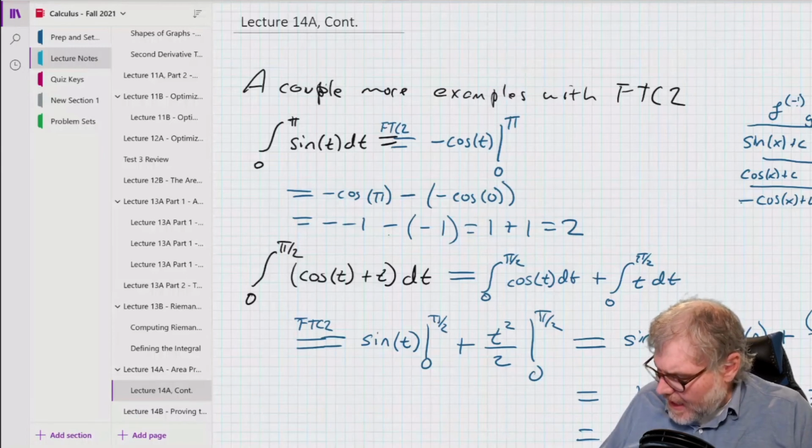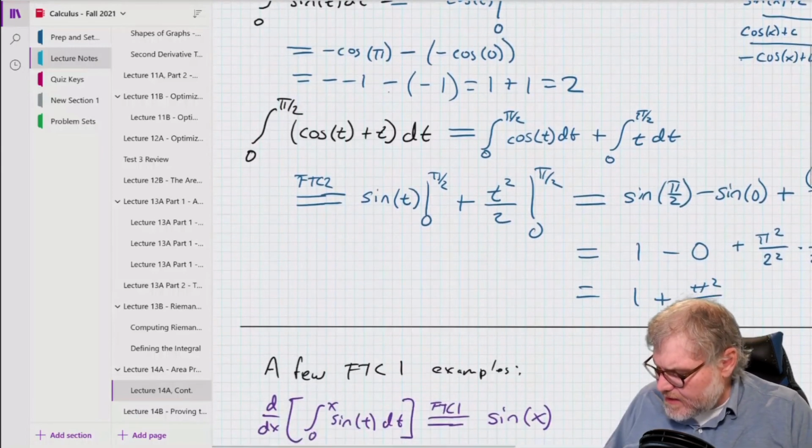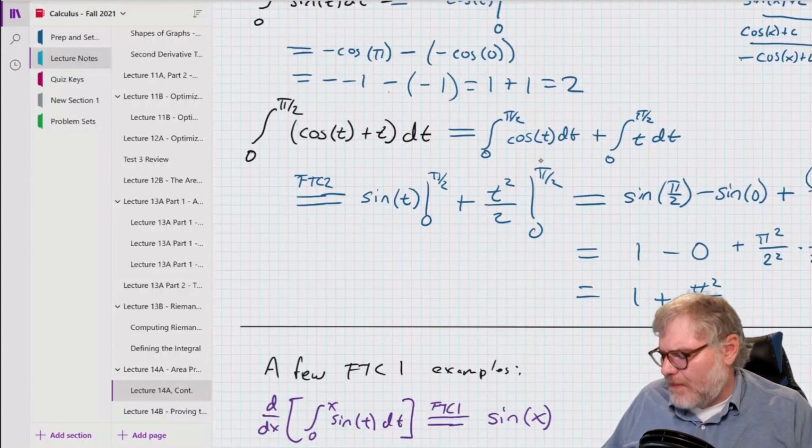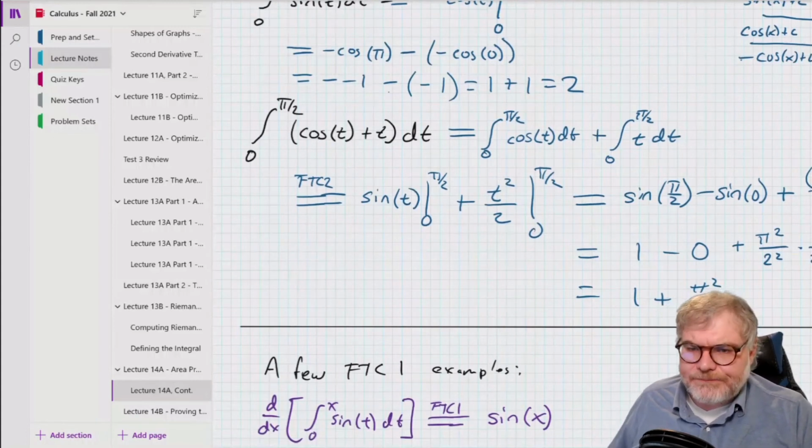Here's the same thing. I apply FTC2 to this one, and you should work this out on your own, but I split it up and then I apply FTC2 to the parts.